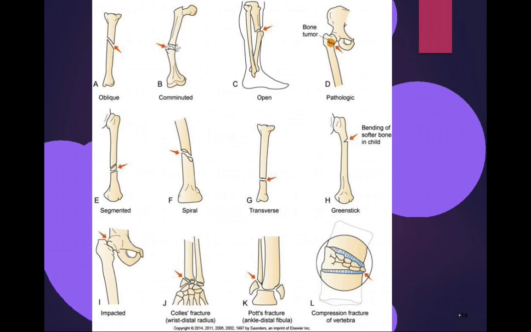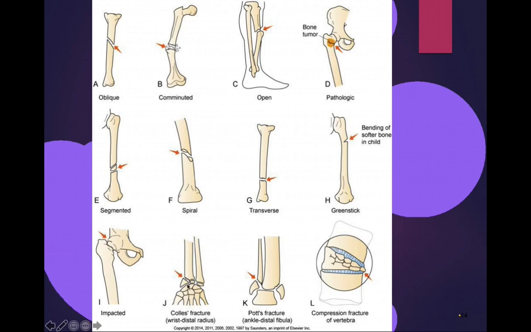So you could take a few seconds, you can pause here and take a look at some of these fractures. We spoke about the oblique, comminuted, open, which goes through the skin, segmented, where you have 1, 2, 3 different segments. Here's the spiral wrapping around the bone, transverse, straight across, impacted. You can see the head of the neck is impacted into the head of the femur.